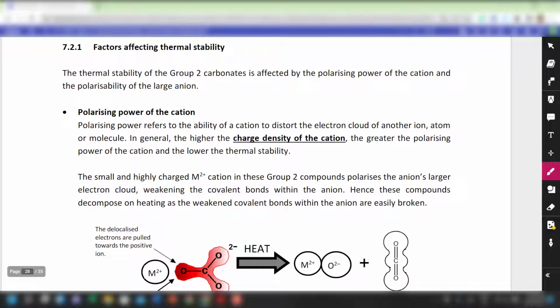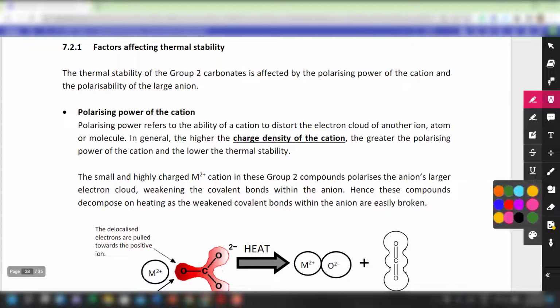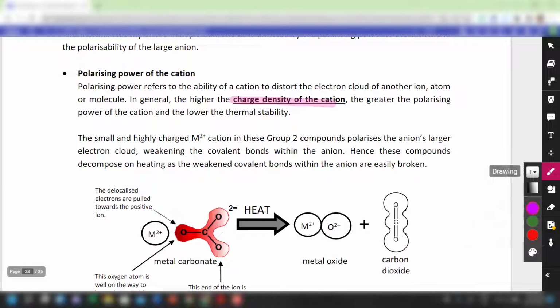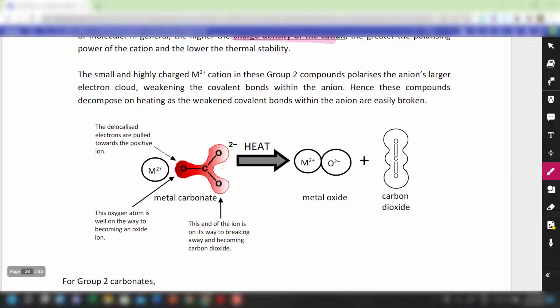It has to do with the polarizing power of the cation, which is related to the charge density. As I repeat, as I move down the group, the charge density decreases, so the polarizing power of the cation decreases. That means their ability to distort the carbonate electron cloud decreases, and the internal critical C-O bond within carbonate gets weakened to a smaller extent. And because of that, as I go down the group, I will need a higher temperature to effect the decomposition.